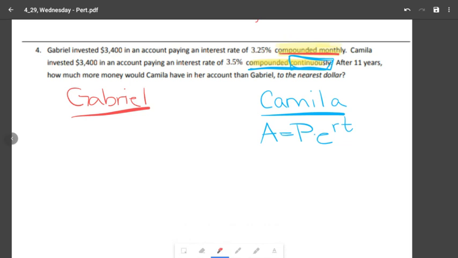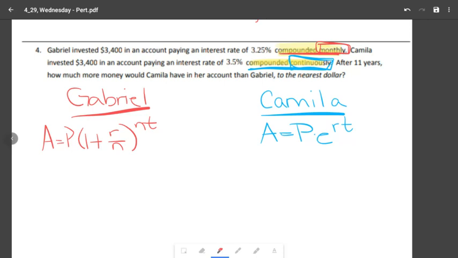Whereas Gabriel, compounded monthly, is going back to the formula from Monday and Tuesday. So compounding continuously is this formula with the E in it, PERT it looks like. Whereas any other compounding that is not continuous will go back to the formula like Gabriel's with the N's in it.